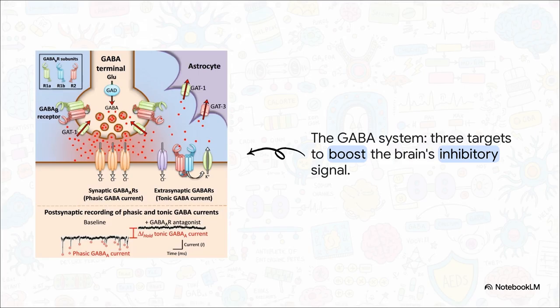So this gives us three obvious places to intervene with drugs, right? We can make the GABA receptor itself work better, we can stop the enzyme that breaks GABA down, or we can block those reuptake transporters.